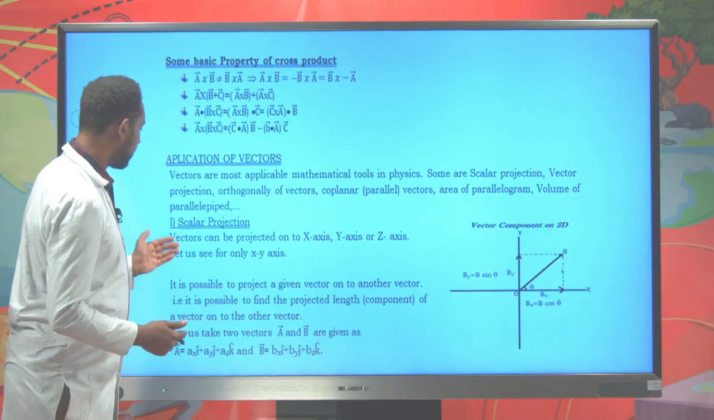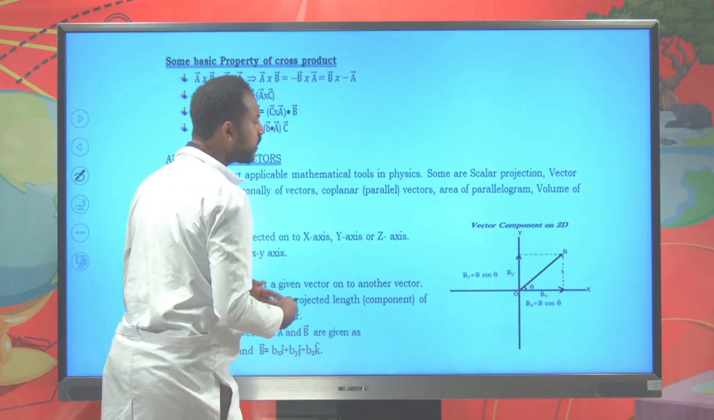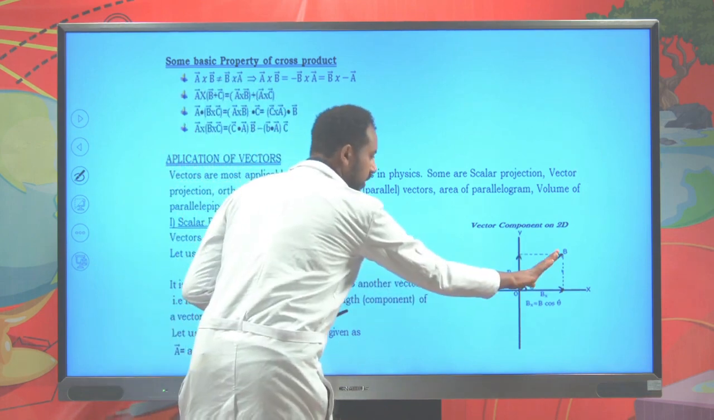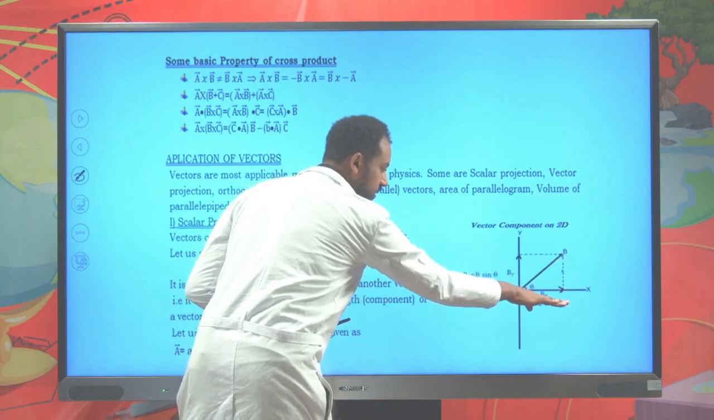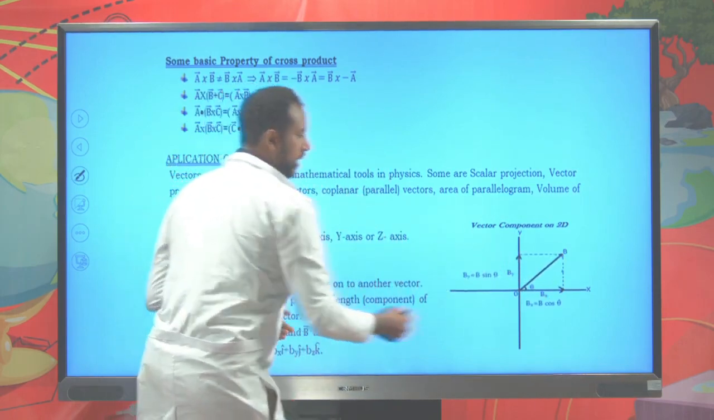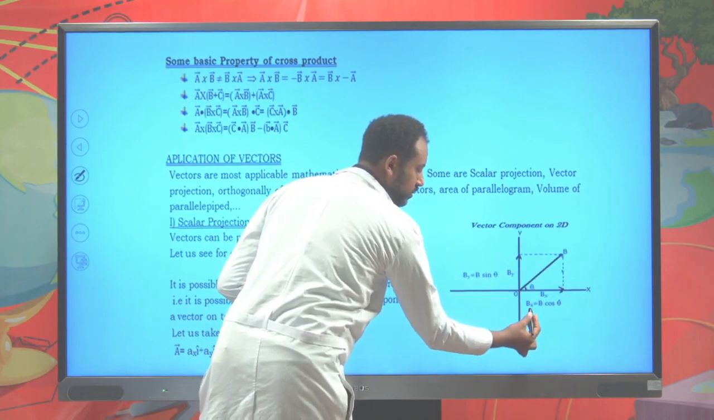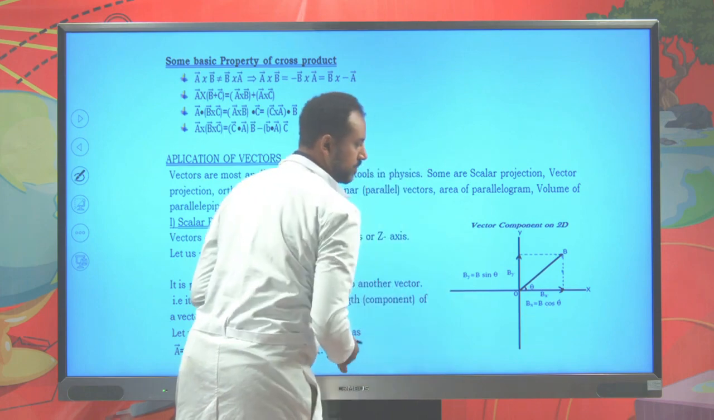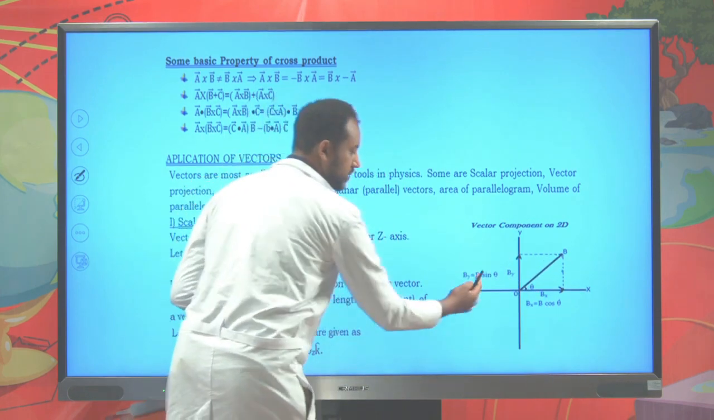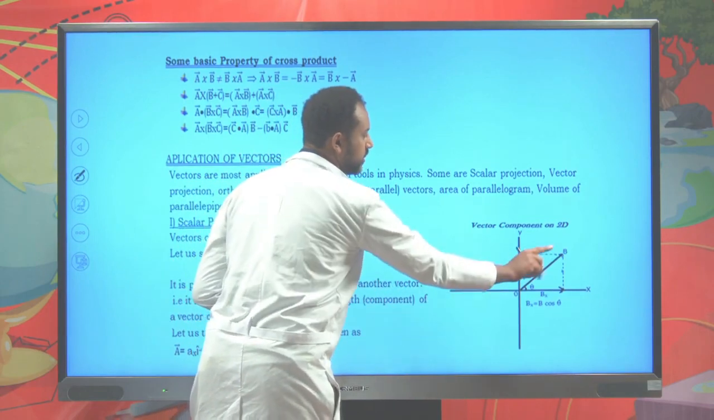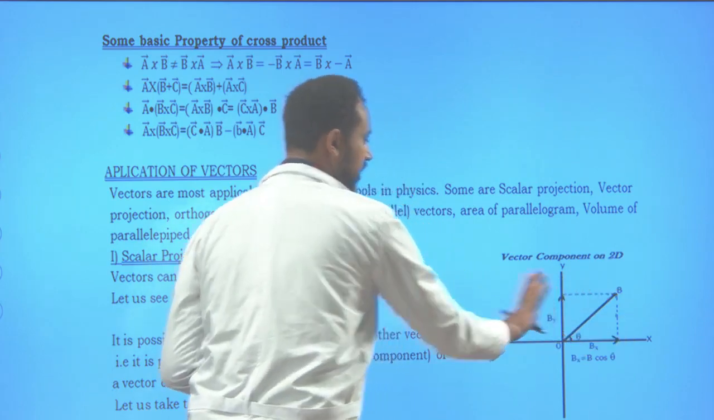And the scalar projection of a given vector, suppose here you have vector b. It's possible to project, or in other words, to find the component of this vector onto the x-axis and the y-axis. How do we determine the component of this vector onto the x-axis? It's possible to find it to be b cosine of theta. It's also possible to find the component of this vector along the y-axis as b sine theta. Okay? It's possible to project this given vector along the well-known axes x and y.